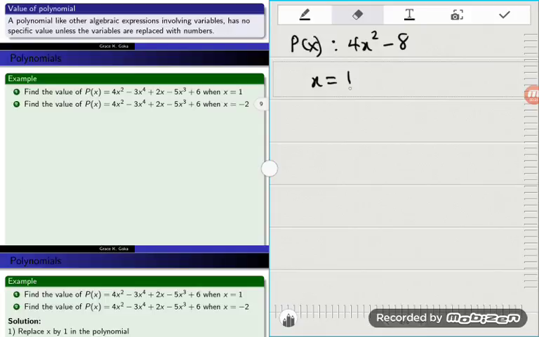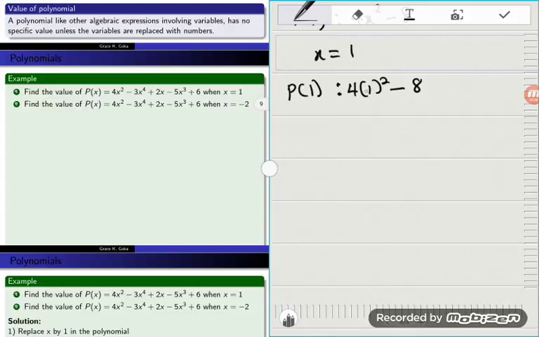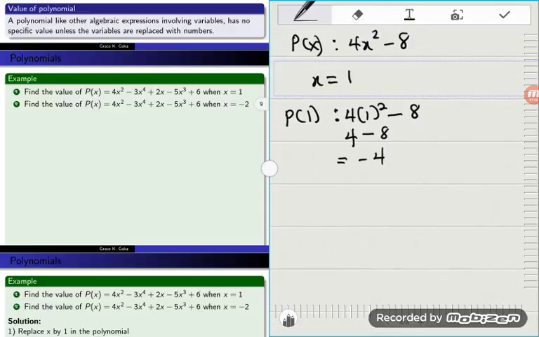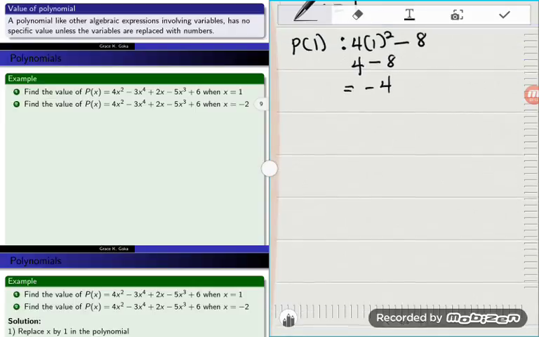And so if you let x be equal to 1 in this polynomial, which is 4x squared minus 8, then p at 1 means the value of that polynomial at x equal to 1. It means wherever we see x, we substitute it with 1. Alright, so 1 squared will give us 1. 1 times 4 is 4. 4 minus 8 will give us minus 4. So the value of the polynomial 4x squared minus 8 at x is equal to 1 is minus 4.